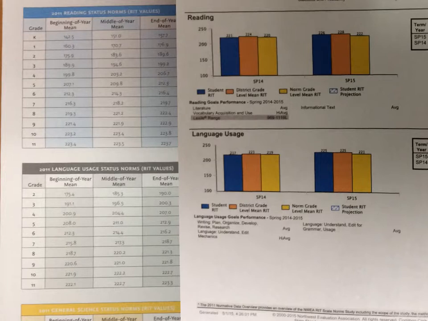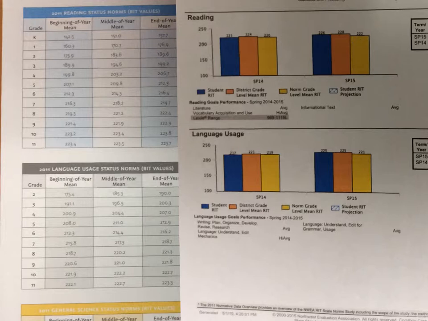Okay, let's take a look at reading on this same sample score report. This is again our 8th grade student who was in 7th grade last year. So for reading, we see the national average for 8th grade was 222. And we can find that two places. We can find it here and here.